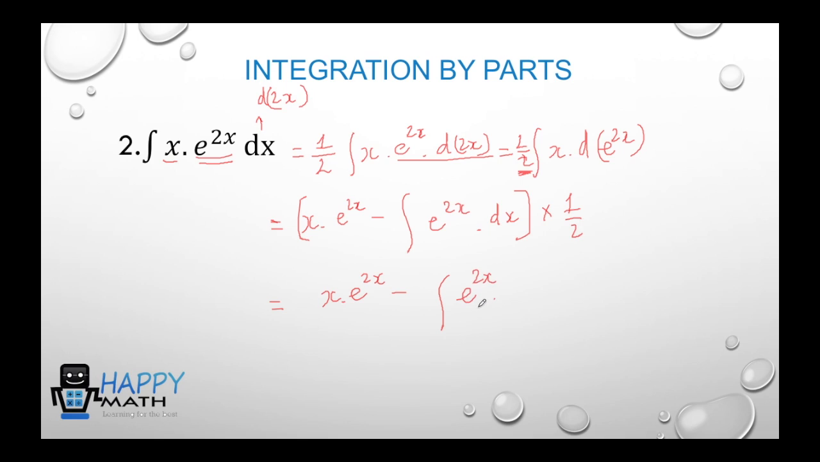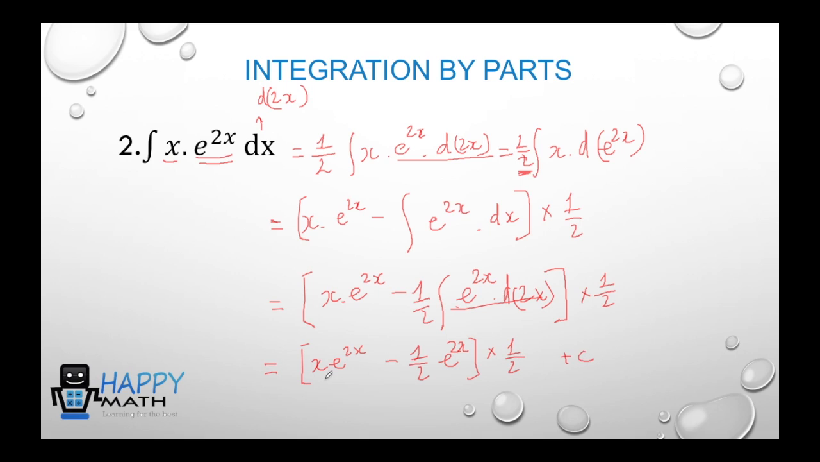In the same way, to integrate e power 2x, you have to change dx to d of 2x. And multiplying by 2 here, you need to multiply by 1 over 2 outside. You will see that with the 1 over 2 outside, it is very easy to calculate the integration of this function. So we got this, and don't forget the 1 over 2 outside.